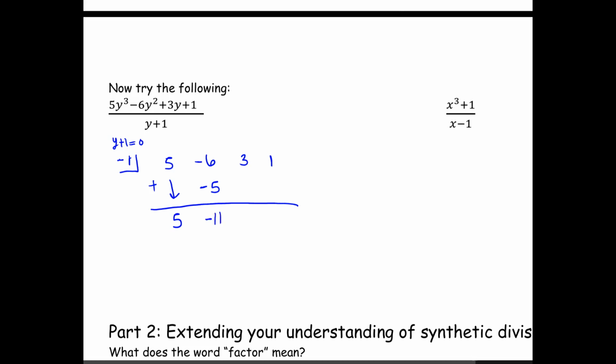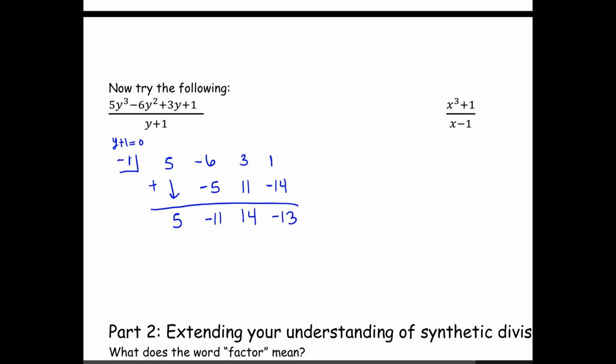What do we do next? Multiply. So -1 times -11 would give me 11. Add straight down. What's 3 plus 11? 14. -1 times 14 would give me -14. And then what do I do? Add straight down. 1 plus -14 gives me -13.